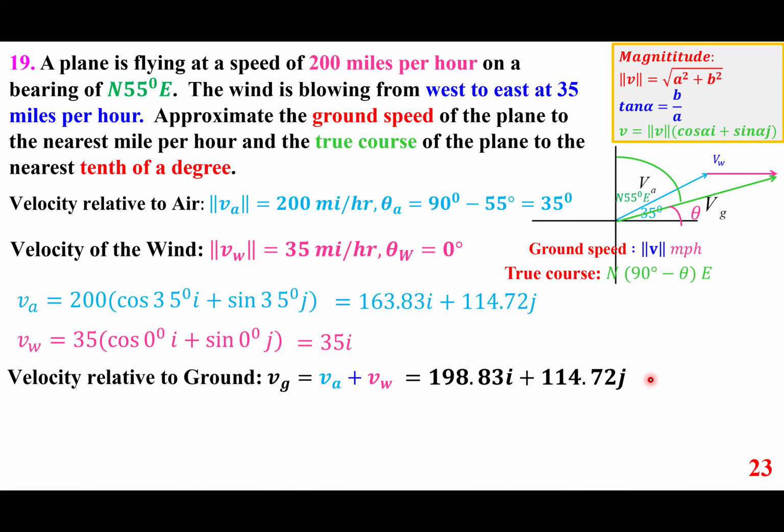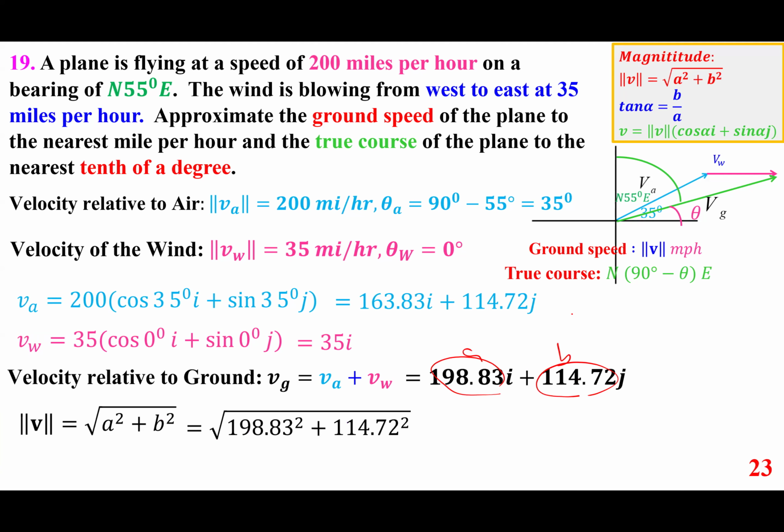The magnitude for this, you square this one, you square this one. The magnitude is square root of A squared plus B squared. So this is A, everybody. This is B, A squared plus B squared under the radical. And you just put it into a calculator. It gives you 230 miles per hour, so you can check it out.